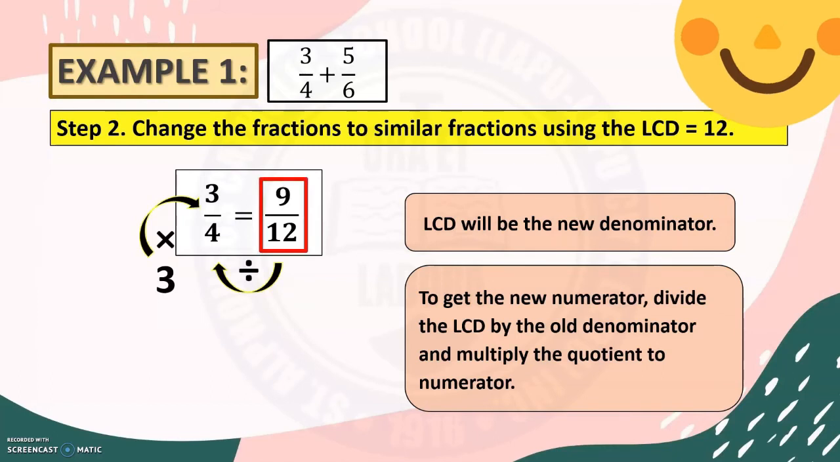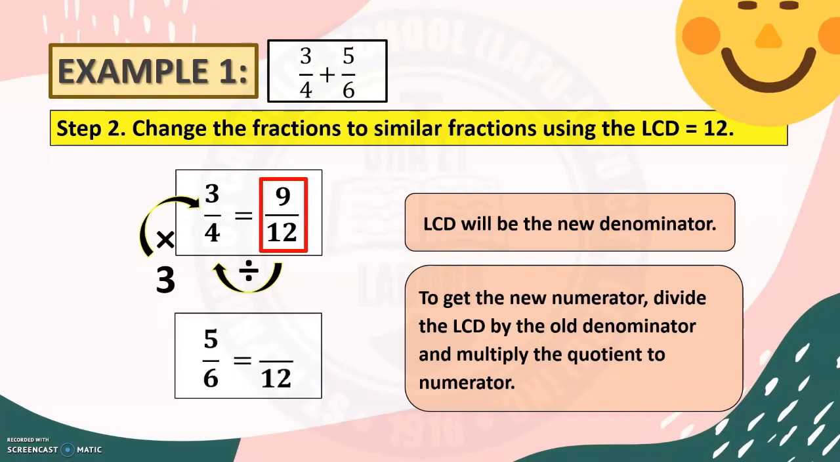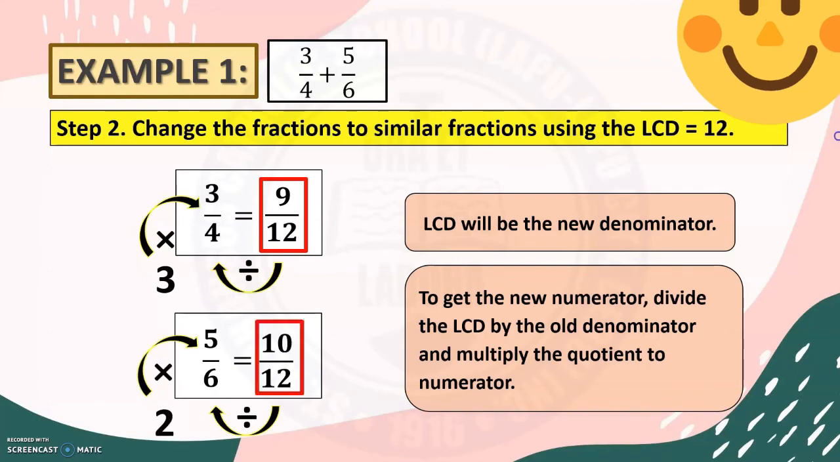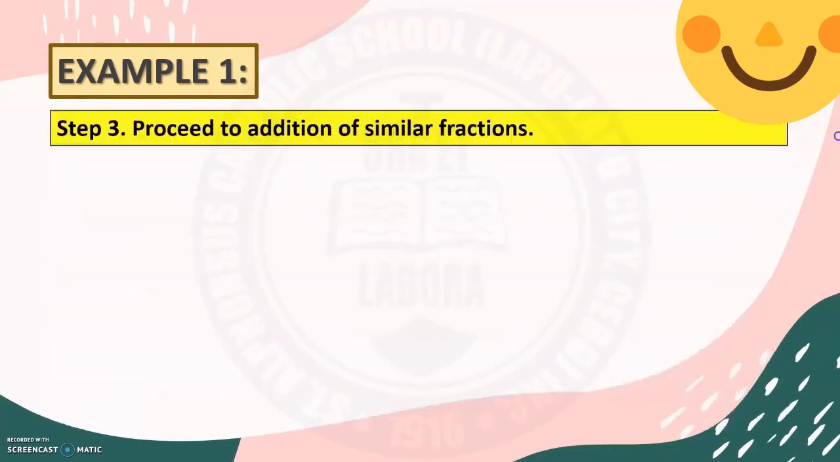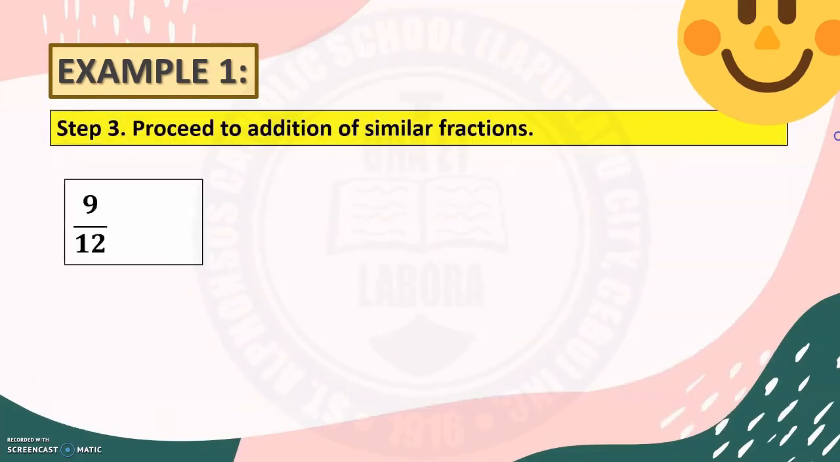While for our second fraction, 5/6. Again, we have our new denominator, which is 12. And to get the new numerator, 12 divided by 6 is 2. 2 times 5 is 10. So we have our second fraction, 10/12. Since the two fractions are now similar, let's proceed to step 3. Proceed to addition of similar fractions.